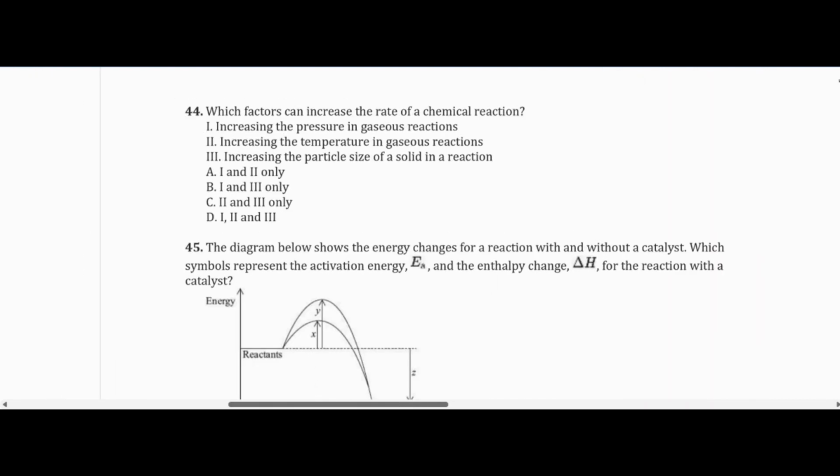44. Which factors can increase the rate of a chemical reaction? Increasing the pressure, yeah. Increasing the temperature, yes. Increasing the particle size, no, because then we'd be decreasing the surface area. So that leaves us with A.